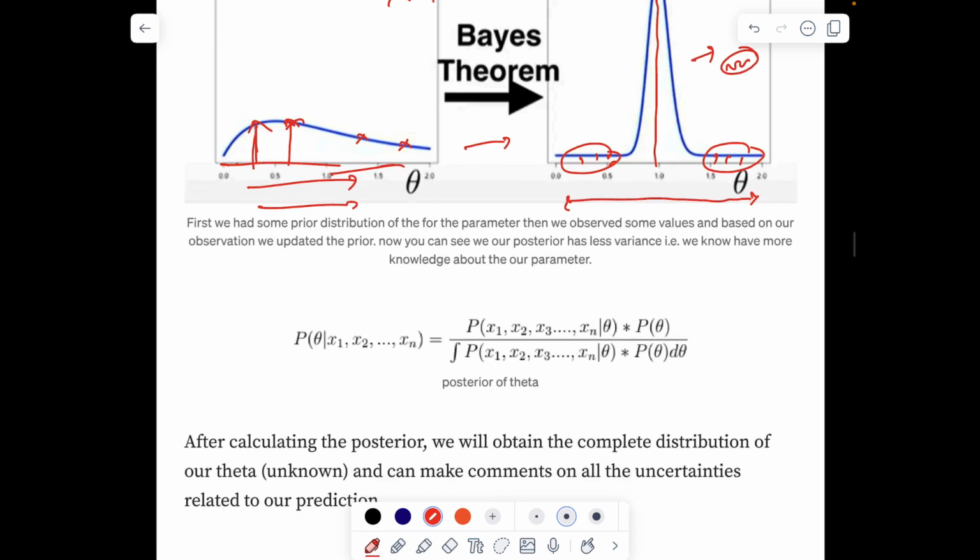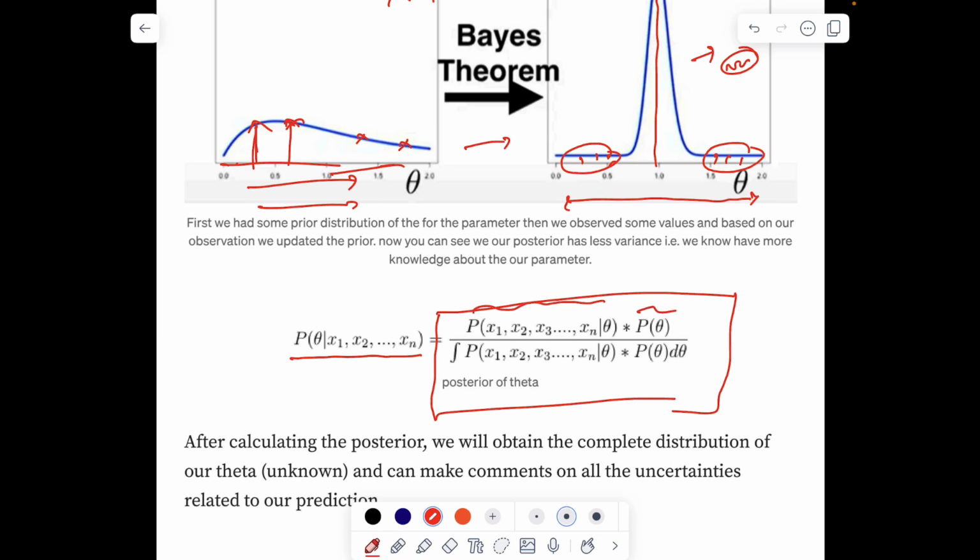So how do we define the posterior? The posterior is the probability of theta given the data set. It is defined by this formula: this is the posterior, this is the likelihood, this is the prior, and this is the normalization constant. This is basically the Bayes theorem. When we use the Bayes theorem, we get the probability of theta given the data.